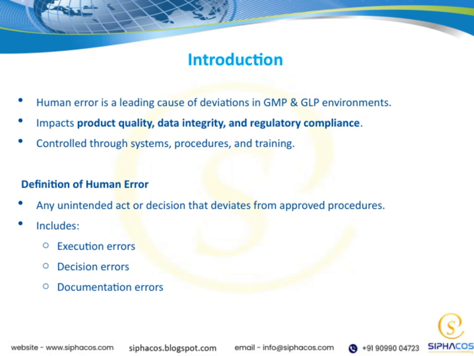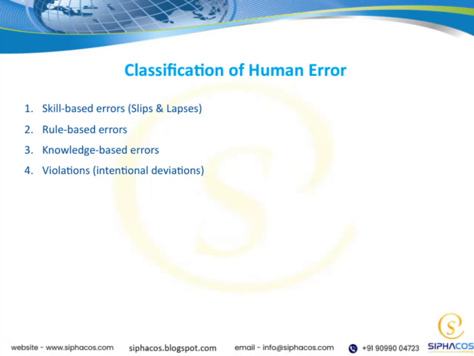Now, moving on to the definition of human error. Essentially, human error is any unintended act or decision that strays from what's been approved or expected. It can take different forms, including errors in executing tasks, decision-making mistakes, or even mistakes in documentation. Recognizing these types of errors helps us better understand how they can impact our work and what we can do to minimize them. Let's take a closer look at the classification of human error.